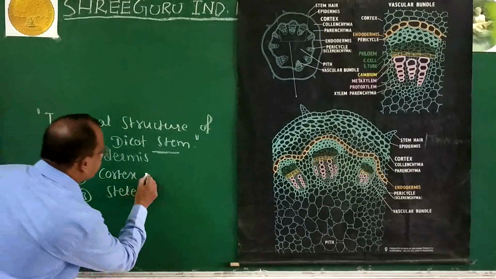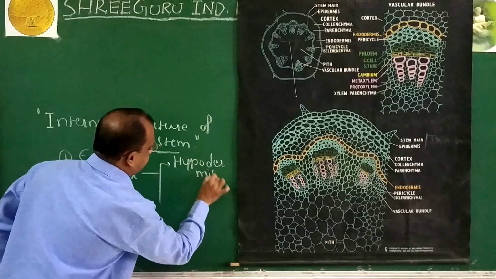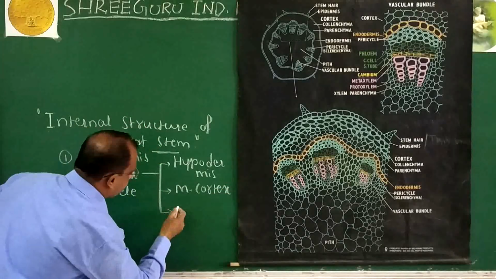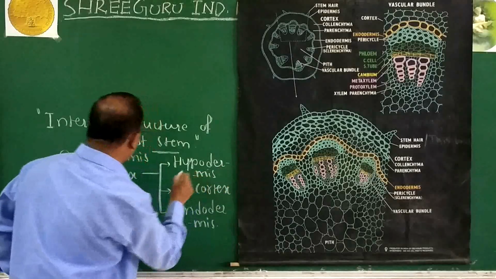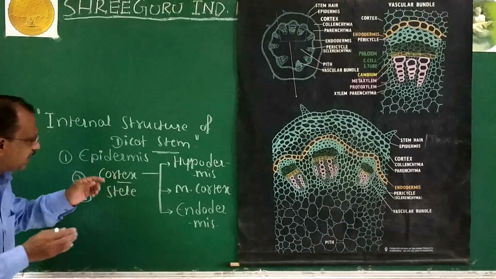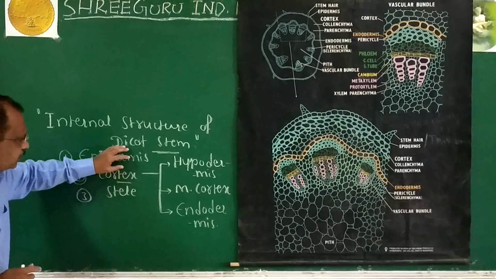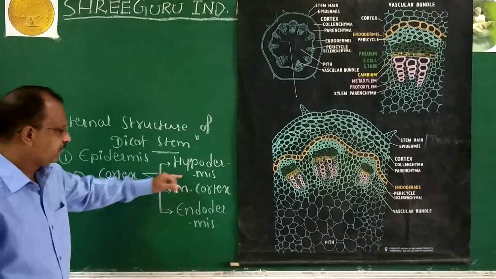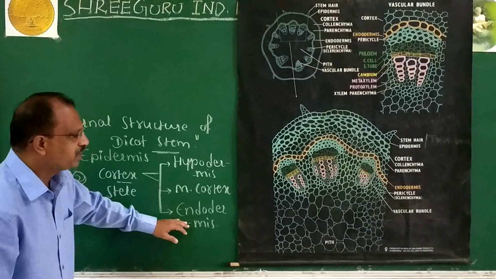Next matter is cortex. The region present in between epidermis and stele is known as cortex. So look over, very simple matter. It is further differentiated into three zones, namely hypodermis, middle cortex, and endodermis.